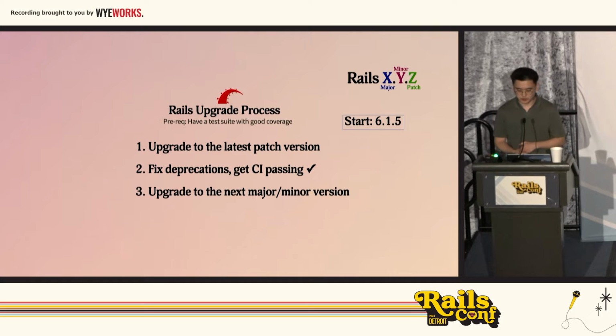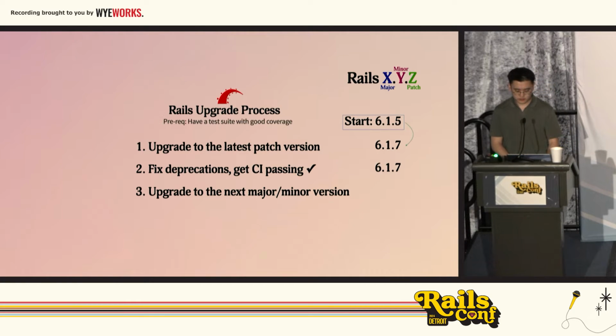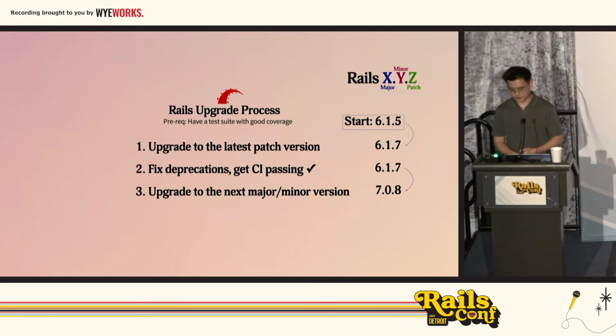Now onto the Rails upgrade process. Starting off with a version like Rails 6.1.5, first you would update the version of Rails in your Gemfile to the latest patch version. You would then fix deprecations and get CI passing, and then update to the next minor version.